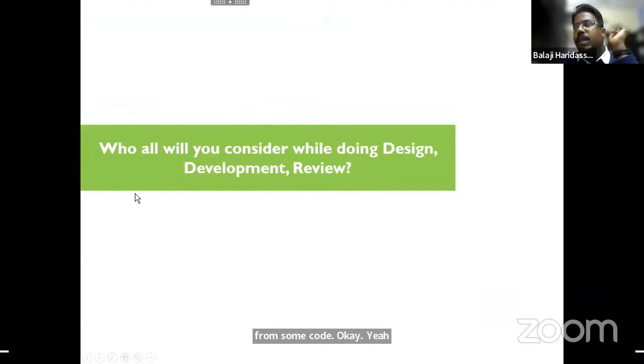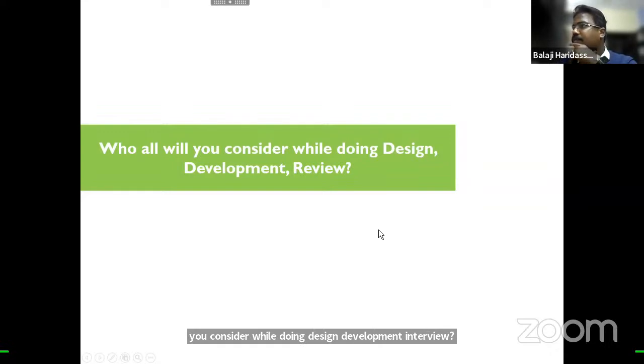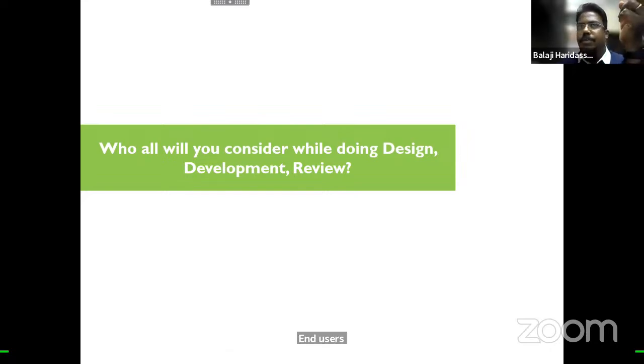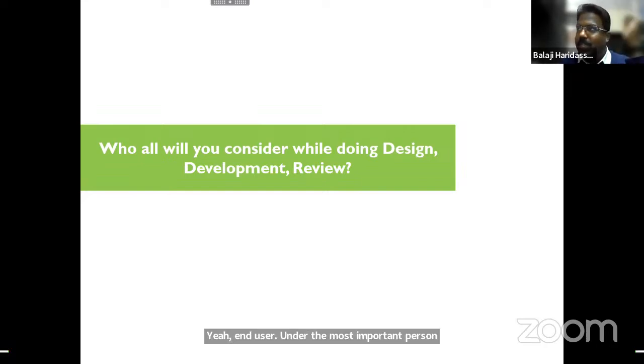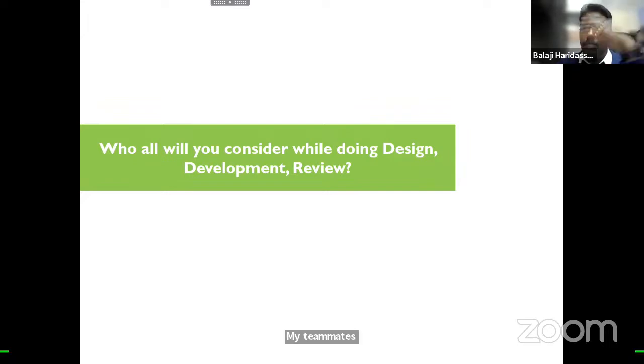This is a very important statement which drives the entire software development process. Who all will you consider while doing design, development, and review? This we already discussed. Anyone to answer? Who will be the first one you will be considering when you design or develop or code? End users. And another most important person? My team. The testing persons. No, those are all secondary. First is my teammate. Second is my customer.